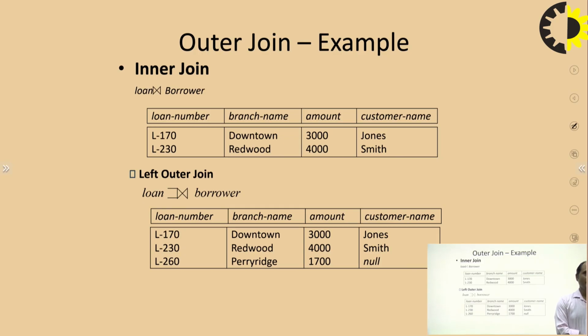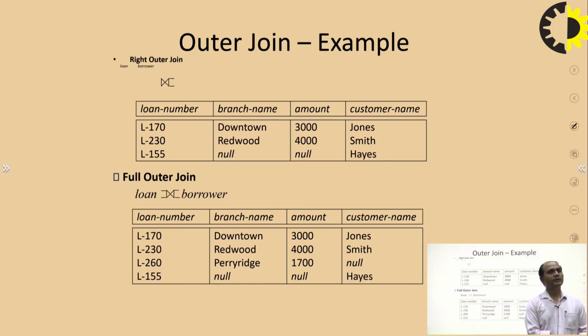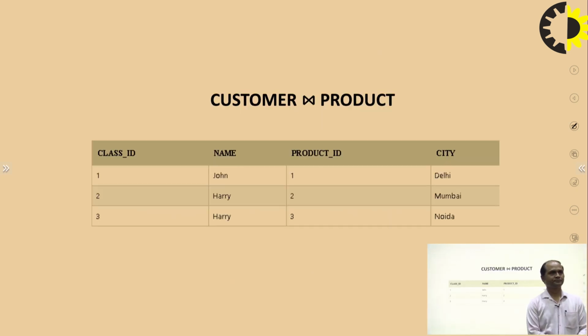In the left outer join, left side values are there and right side values are not combined. In the right outer join, we have the values of the right table, but we don't have the values of the left table. In the full outer join, the values of both tables are combined, and the whole table can be combined in this particular full outer join.